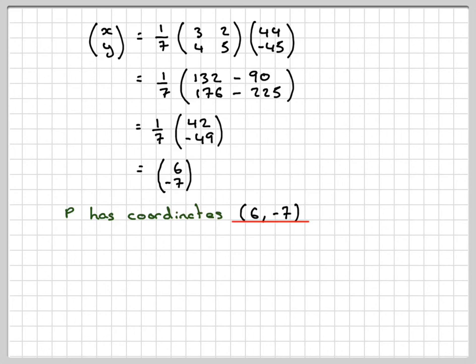Okay, I hope you've understood. This has been a video to show you how to find the points where an image is mapped from. I hope you've understood, and I thank you very much for watching.